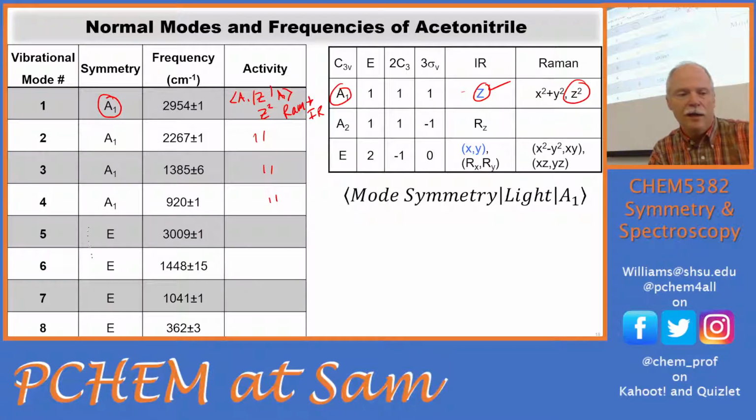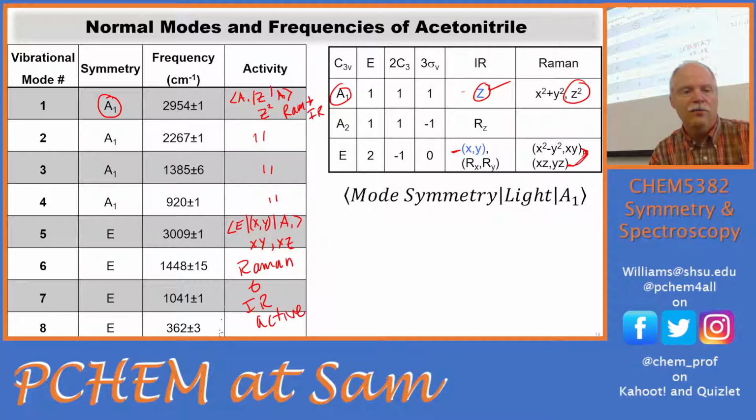Okay. Down here, E. Okay, so we've got E in the upper state, A1 in the lower state. And we just need something that's E to cancel with that E and give us an A1. And so xy polarized light is E. And then all of these guys here are E. So it's also going to be Raman or IR active. So x, y would work, and xy or xz, etc. So these are going to be Raman and IR active, all four of those Es.